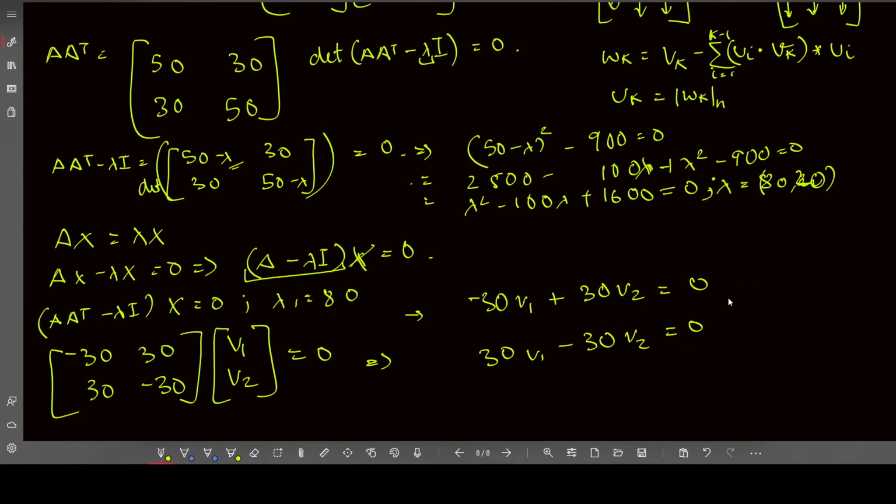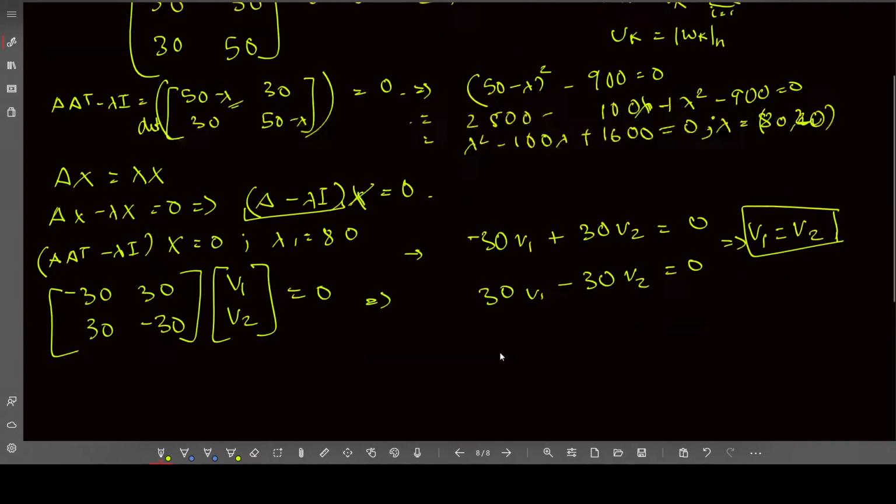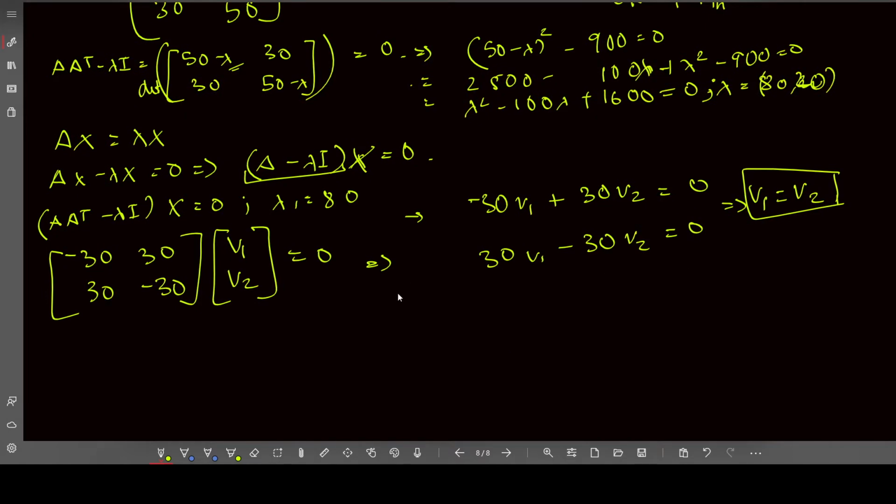So in both these equations, we get the implication that v1 is equal to v2, right? This basically means that there are an infinite number of solutions for v1 and v2. You can take v1 and v2 to be anything. Whatever value you take for v1 and v2, they will always be the eigenvector for this particular eigenvalue 80. So just for simplicity's sake and to make the calculations easier, I'll take v1 equal to v2 equal to 1. Okay, this is for the eigenvalue 80, right?